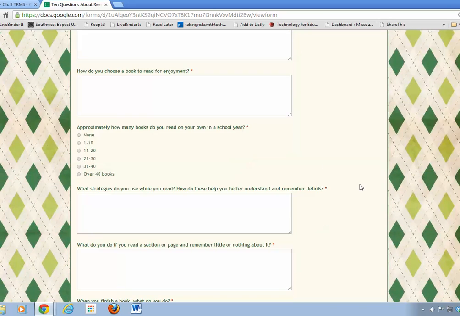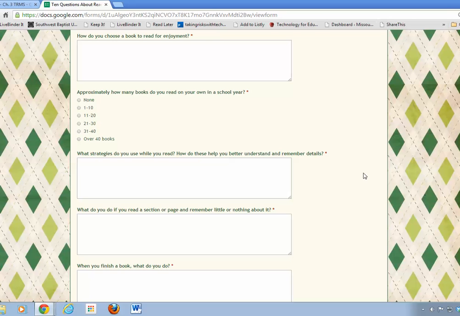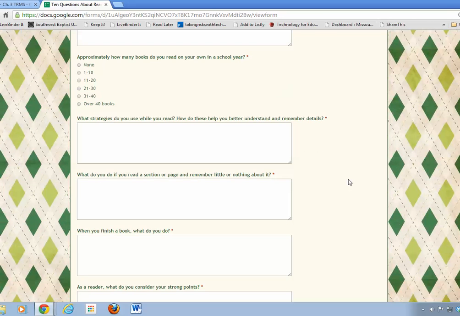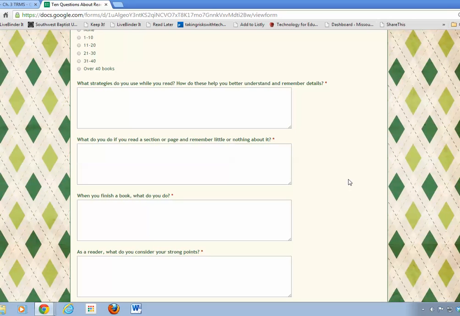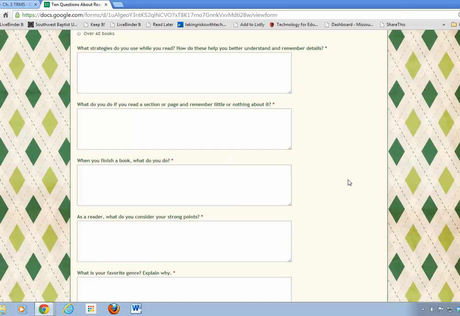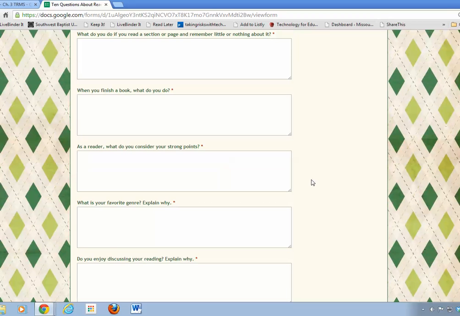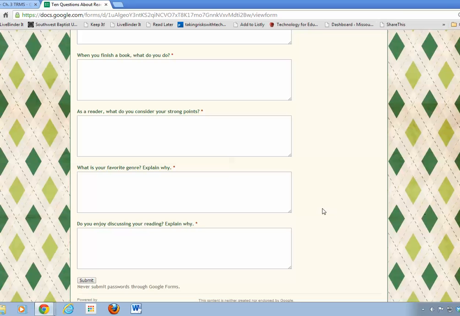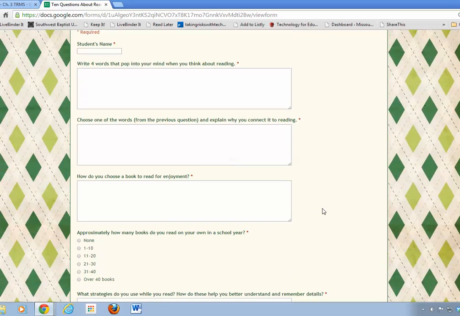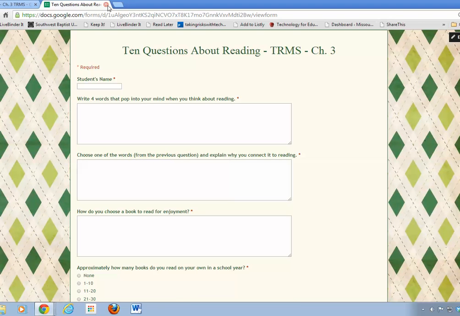Approximately how many books, what strategies? Kids might not even know what strategies are. What do you do when you read a section and remember little or nothing? So that'll tell you whether they go back and reread or they just go on. When you finish a book, what do you do? As a reader, what do you consider your strong points? And some kids might think, I don't have any idea. But again, that will give you information. Your favorite genre, do you enjoy discussing your reading? So those are just ten questions about reading.